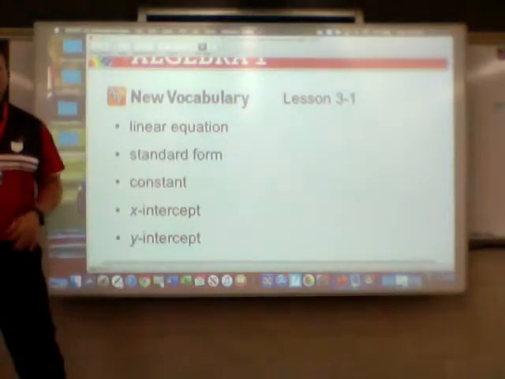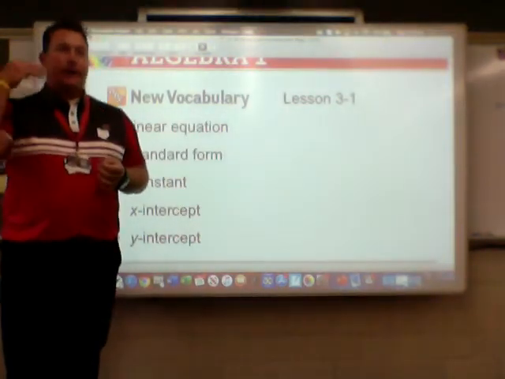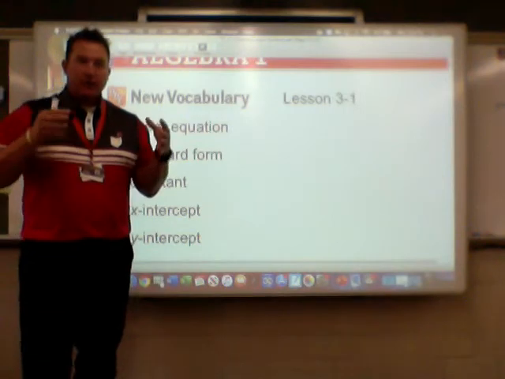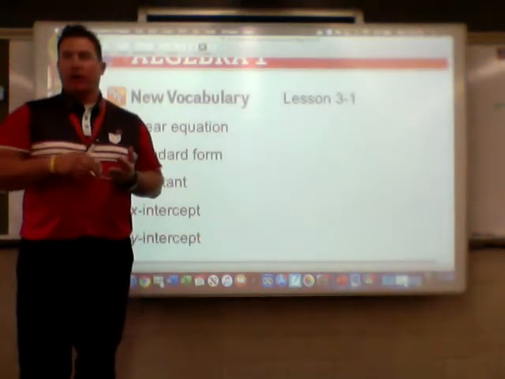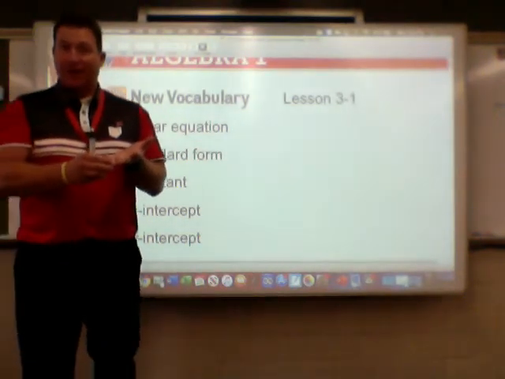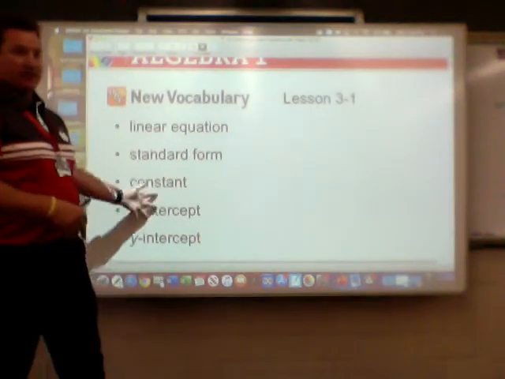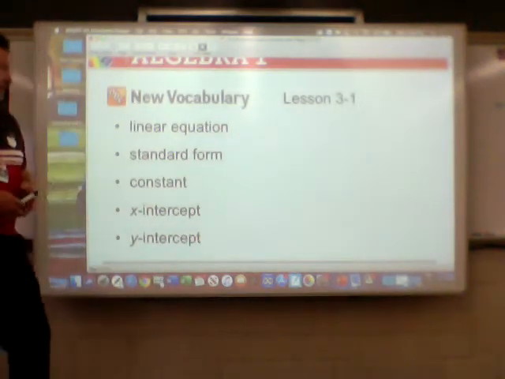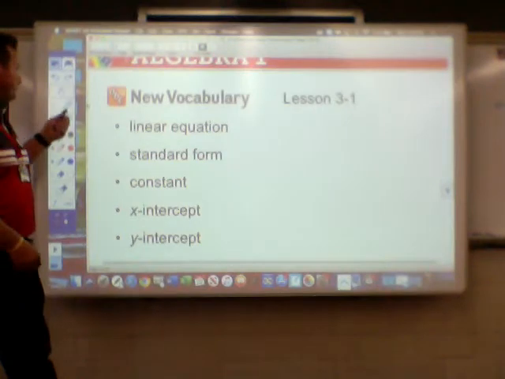Guys, we got all kinds of new words here. We're going to get into linear functions this time around. So we're still going to be working a little bit with equations. We're going to be doing some stuff with graphing now. So let's familiarize ourselves with some new words that we got going on today.